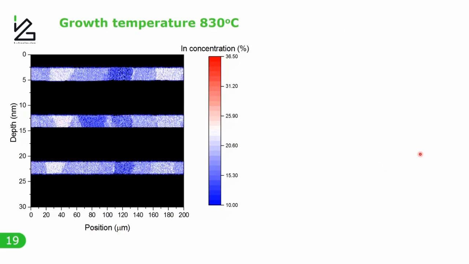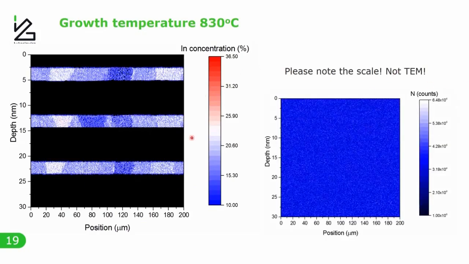For the lowest temperature, we can see that there are a lot of indium concentration fluctuations within these quantum wells. Please note the scale: this is not like a TEM image, because this is only 30 nanometers here, but 200 microns in this direction. So these fluctuations are actually macroscopic. And we can also include the nitrogen analysis, so we can see a very homogeneous distribution as it was expected.